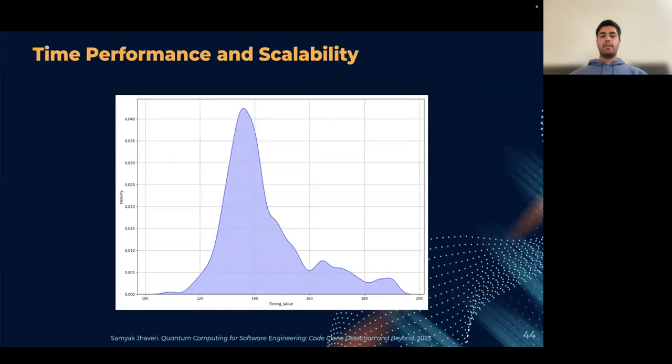And I also did a time performance and scalability study for this. On the x-axis, we have the time to solution in milliseconds. And on the y-axis, we have the size of the problem, which is the number of nodes in one graph of one code fragment multiplied by the number of nodes in the graph of the other code fragment. So time seems to be somewhat unrelated and relatively independent of the complexity or size of the problem, and seems to be peaking at 135 milliseconds here.